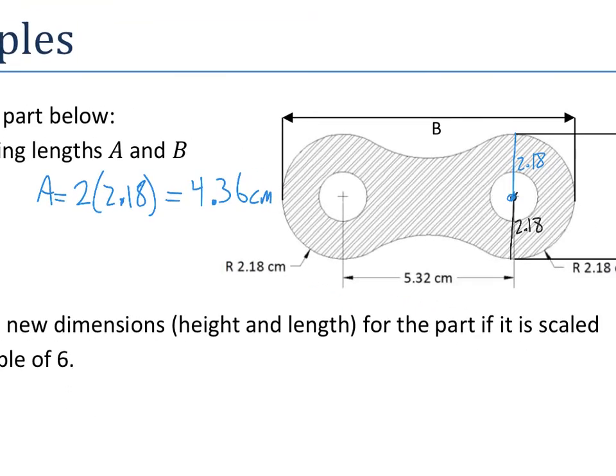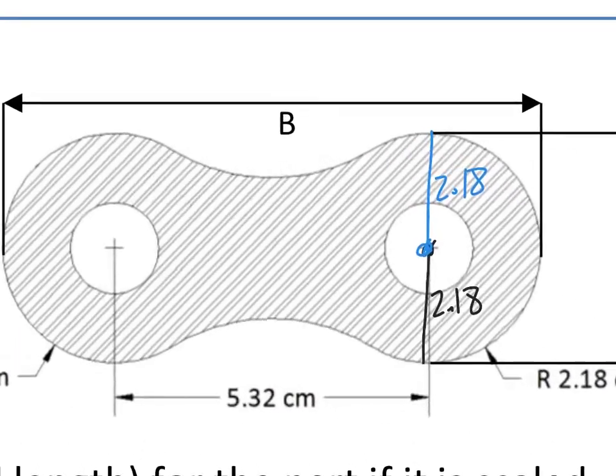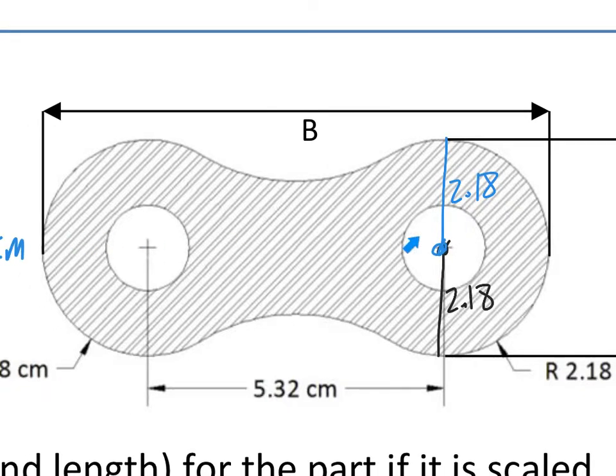Well, how about B here? Well, B is this distance all the way across here. So, well, what does that include? That includes the distance from these 2 points, these 2 centers, which we're told down here is 5.32. So we have this kind of distance from here to here. And then this is in little distances. Well, these are just the same as the radius. You see that? 2.18. Remember, the radius of a circle is the same in all directions.